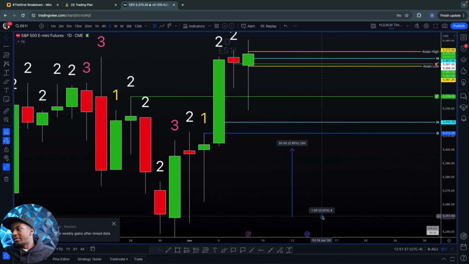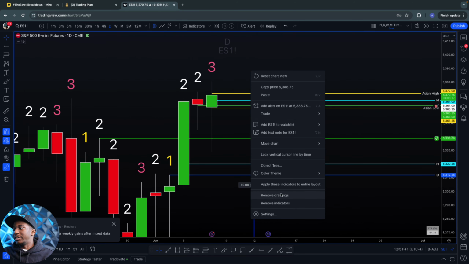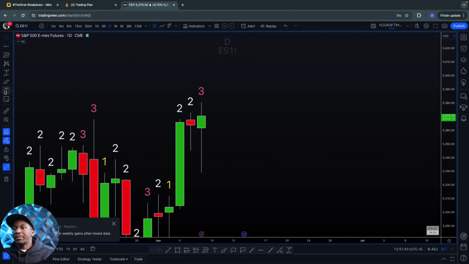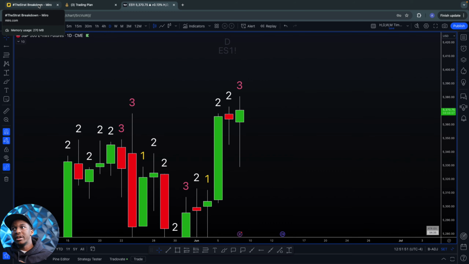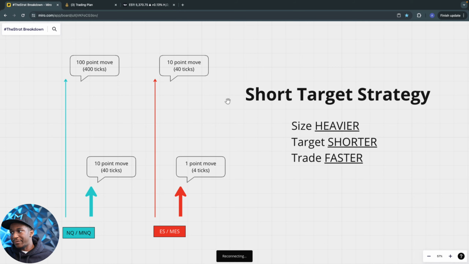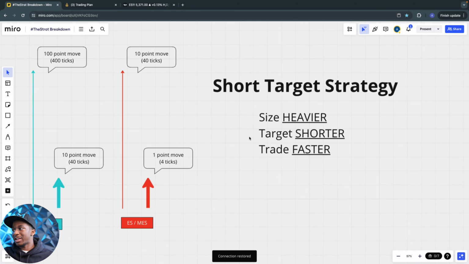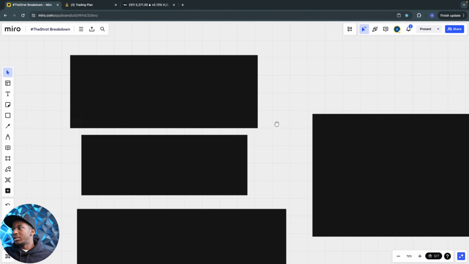Look at how small it is, right? So just to put this in perspective real quick too. Let me get rid of the lines and stuff like that on the chart, right? I'll talk about this a little bit later, but I wanted to show you guys what that looks like. I'm going for a shorter target, but we're going to size a little bit heavier. So this is basically what we're doing: sizing heavier, targeting shorter, and then trading a little bit faster. So let's get into it.